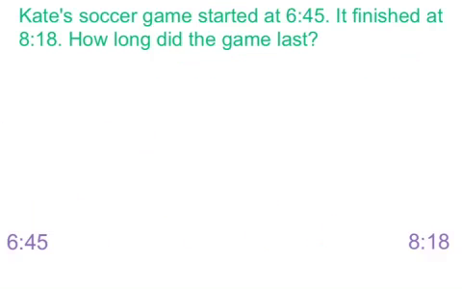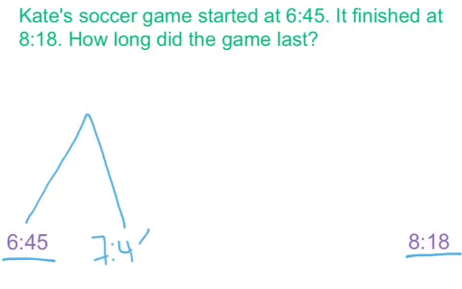So if we look at the problem for Kate's soccer game, you can notice at the bottom of the screen I have written out 6:45 and I have written out 8:18, and I kind of have a number line going on right now. I'm going to use my mountains, my hills, and my rocks to determine how much time actually occurs between. So I'm going to start off with making a mountain, which would take me to 7:45 because the mountain equals 1 hour.